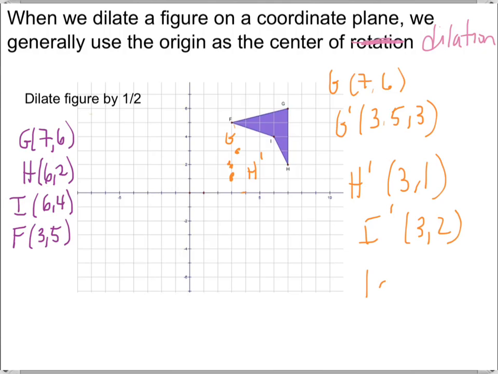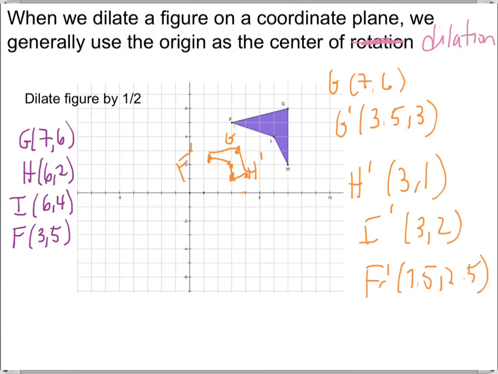And F prime would be at 1.5 and 2.5. So 1.5, and 2.5 would be right at the middle of that box right there. That's F prime. I know it's not a very nice drawing. So if I connect these dots right here, F goes to G, G goes to H. What did we say H was? 1, 2, 3.